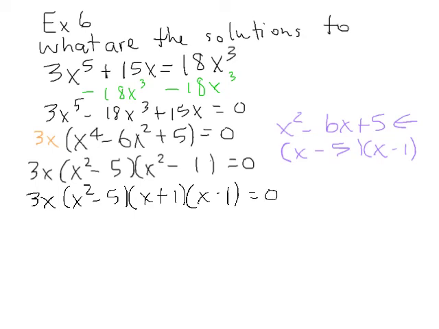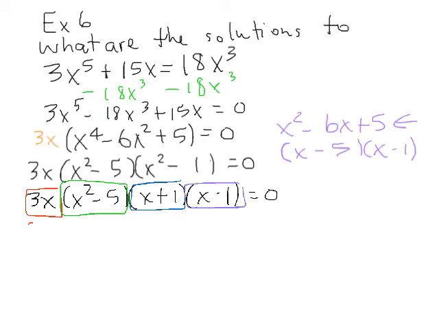And then once you have this done, you'll set each piece equal to 0. You're going to set that 3x equal to 0, the next one equal to 0, the next one equal to 0, and the last one equal to 0. You're going to set each one of these things equal to 0 and solve it out.